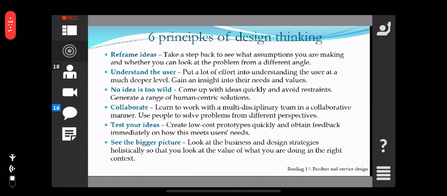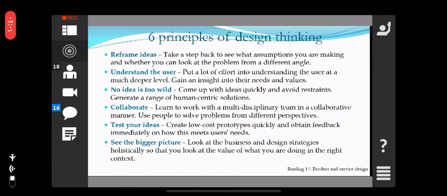Collaborate. Collaborate is basically helping each other, communicating with each other. Collaboration is learning to work with a multidisciplinary team in a collaborative manner. It could be in the shape of communication, it could be in the shape of helping each other. Use people to solve problems from different perspectives. We call it collaboration. Let's collaborate. Let's work on it.